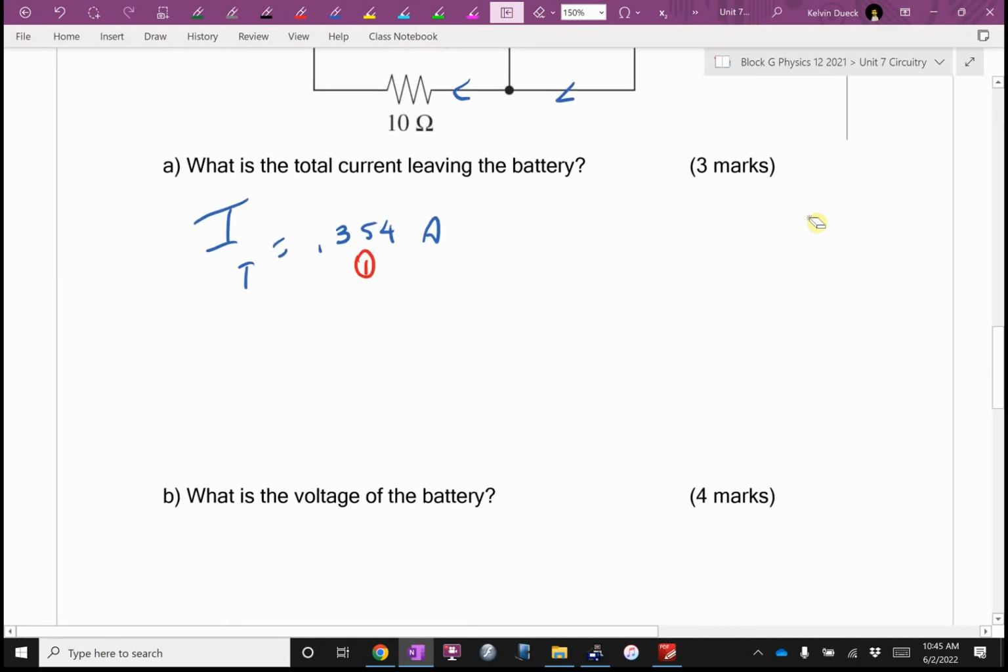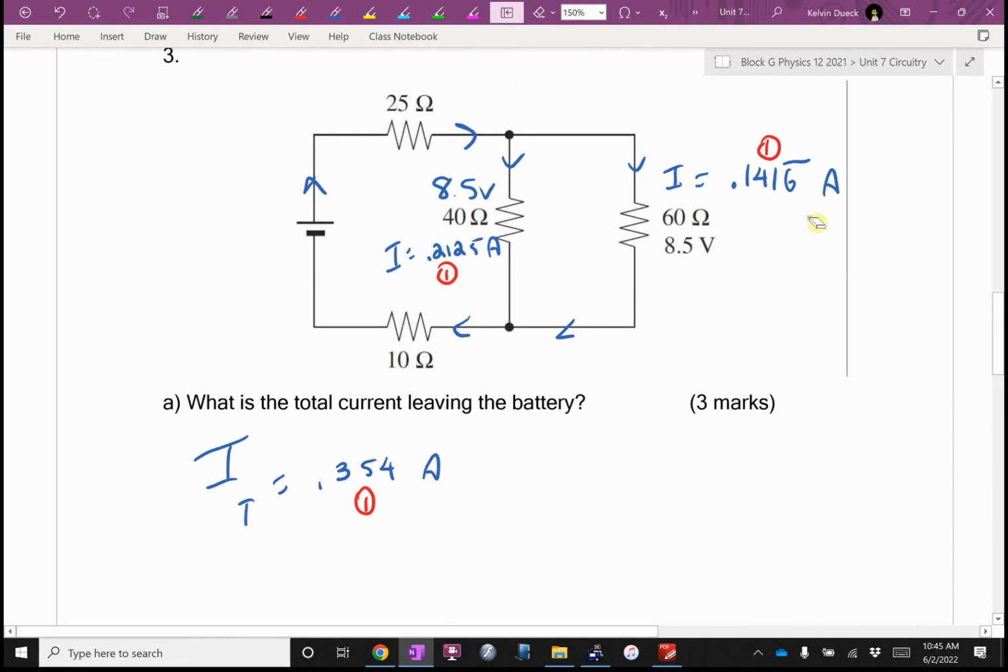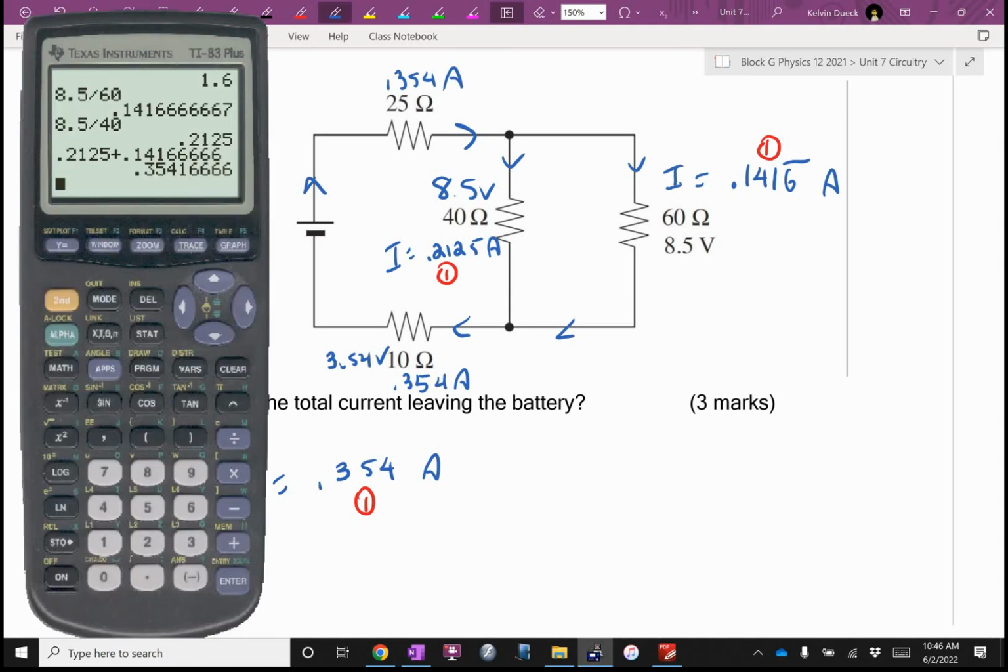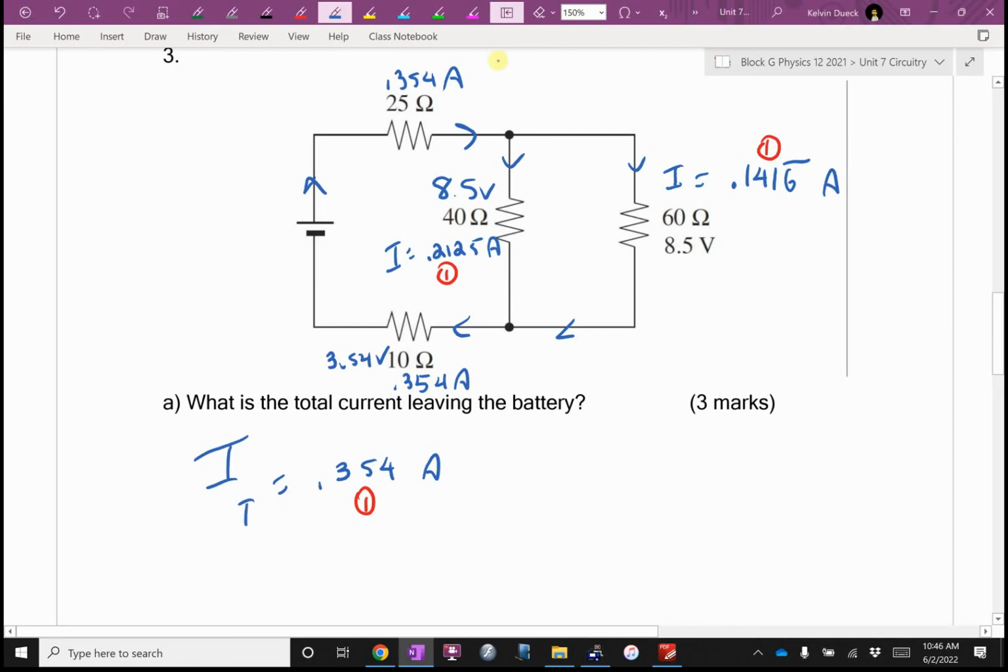What's the voltage of the battery? You see, now I don't really need to because I know there's 0.2. Oh, let's do it in blue, Mr. Duick. I know there's 0.354 amps in that 10 ohm resistor, and so the voltage there is 3.54 volts. I also know there's 0.354 amps flowing in that upper resistor, and so the voltage there is times 25, 8.854.